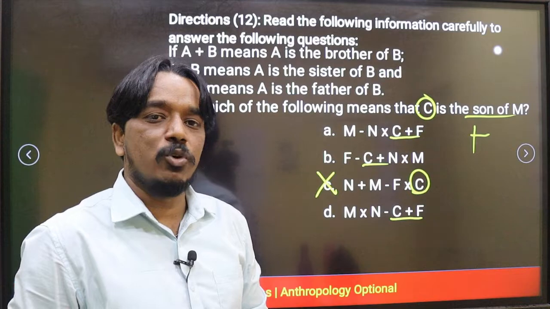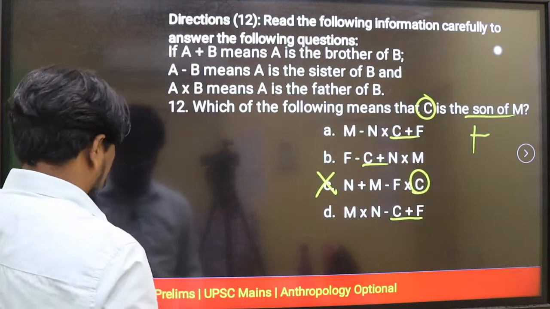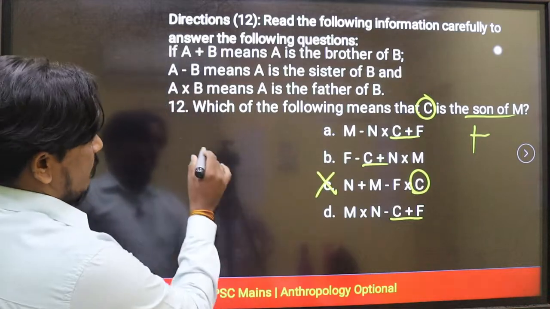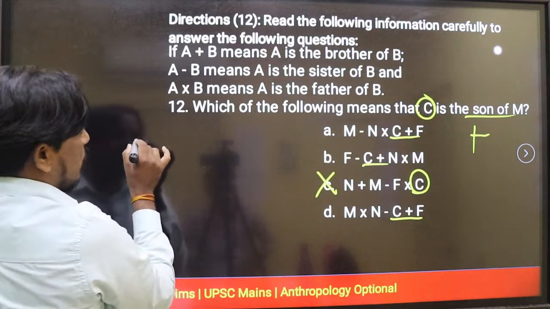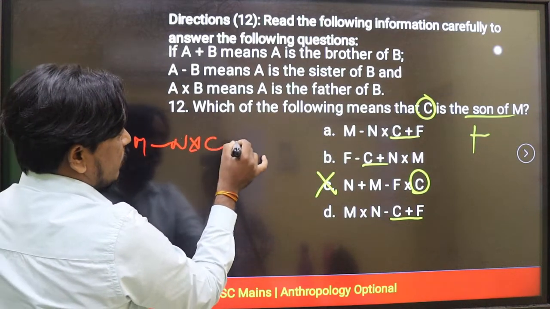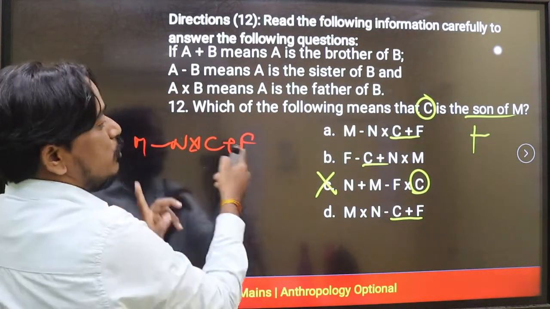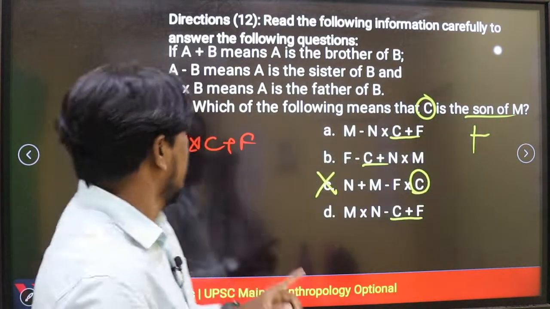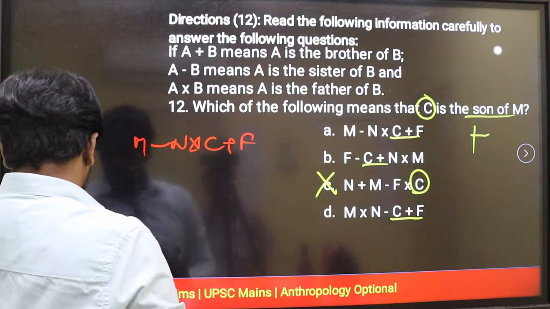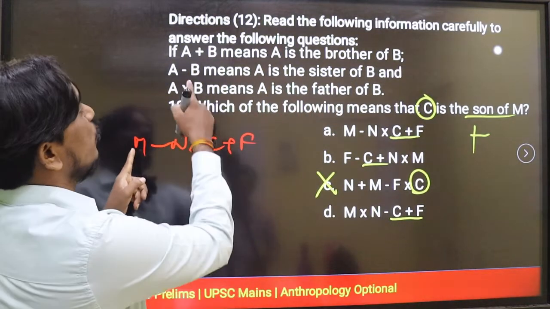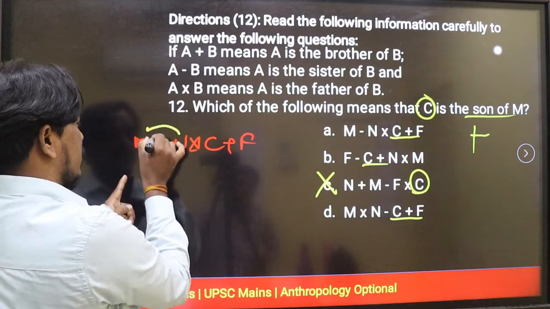Now in this case what do we have to do? Definitely we have to focus on the diagram, but very, very carefully, on how to eliminate options. First option we will take: M minus N into C plus F. But we required only M to C. Which of the following is C is the son of M? So C to M only we have to check. So what relations do we have? Just focus here. Minus means what? Sister. Who is sister? M is a sister.